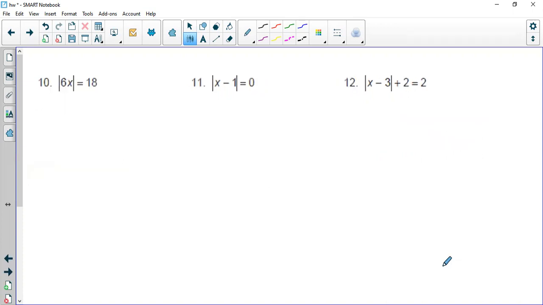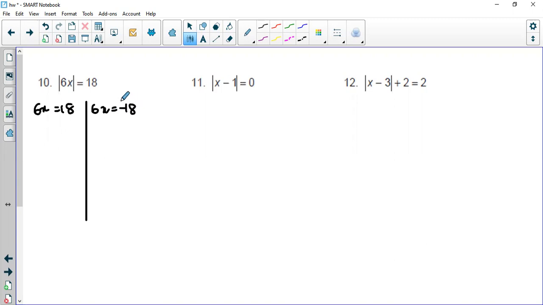So let's move on to the next question. That is question number 10. We have here nothing to remove before we start solving the absolute value equation, right? So here let's give the two possibilities. So one possibility is going to be 6x equals 18. And the second one is going to be 6x equals negative 18.